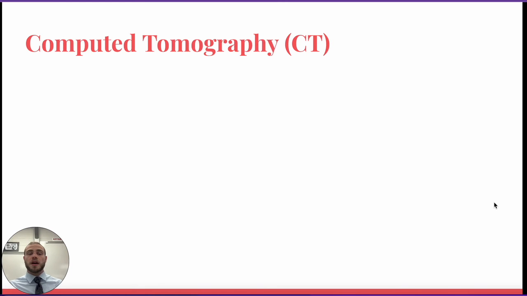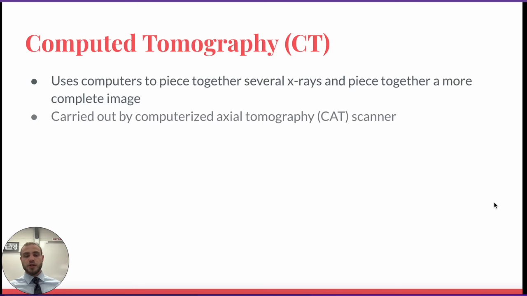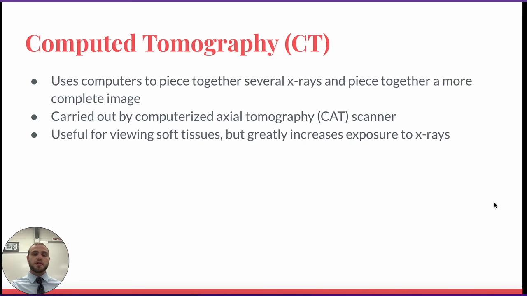Next up, we have computed tomography, and this is going to be abbreviated CT. Computed tomography is going to use a computer, and it's going to take several X-ray images, and it's going to piece them together to form basically a more complete image. It's going to use a computerized axial tomography scanner, or a CAT scan, in order to use this. So you'll see a lot of times CT or CAT scan used interchangeably because it is that CAT scanner that's going to be taking the pictures.